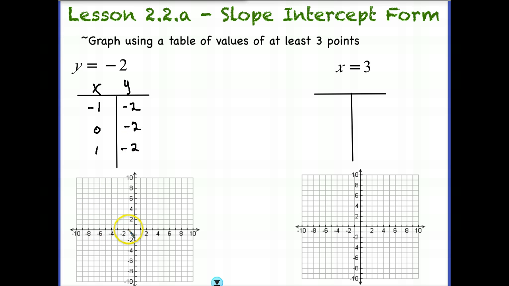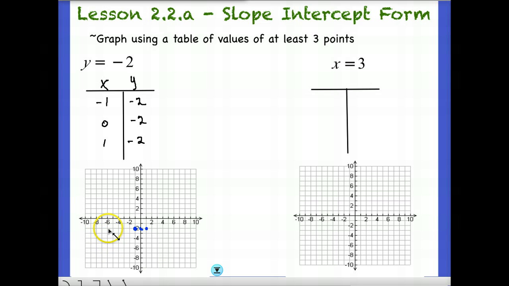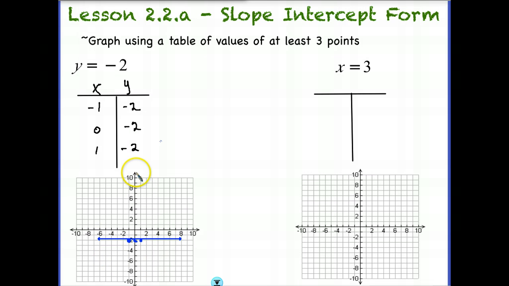Well, if I go -1, -2, that's right here. If I do 0, -2, that's right there. And if I do 1, -2, that's right there. You can get an idea already what this is going to look like, right? This is going to be a horizontal line. So this is a horizontal line. So anytime you have y equals, you have a horizontal line.